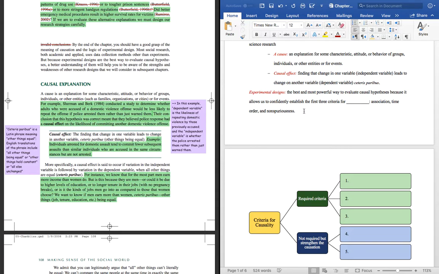For example, going back to the example of hours of studying in the library and performance on exams, we can go ahead and observe students or ask them how many hours they study in the library and then look at their test scores or their performance on exams. That will be an observation. It's not going to be an experiment.